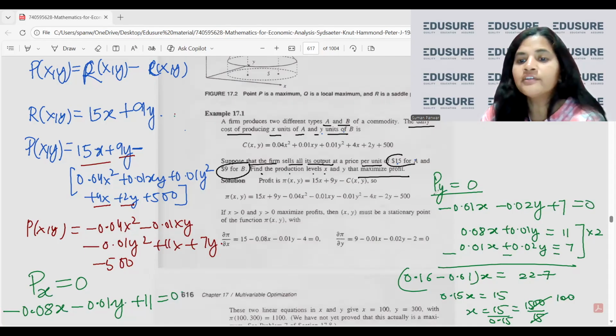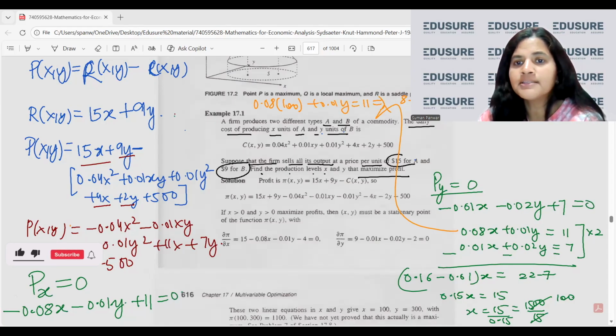Now let us calculate the value of y. We can use any of these equations, so let me use the first one. 0.08 into 100 plus 0.01y equals 11. This implies that 8 plus 0.01y equals 11, so 0.01y equals 3. So y will be equal to 3 upon 0.01, so y will be equal to 300.